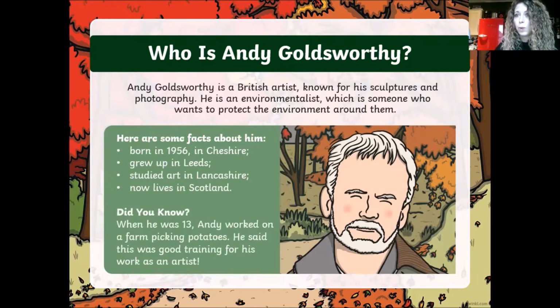Did you know, when he was 13, Andy worked on a farm picking potatoes. He said this was good training for him as an artist. That's a funny thing to say, isn't it? But he makes all of his art out of the natural world. So picking potatoes, getting his hands in the dirt, he was getting in touch with the natural world.